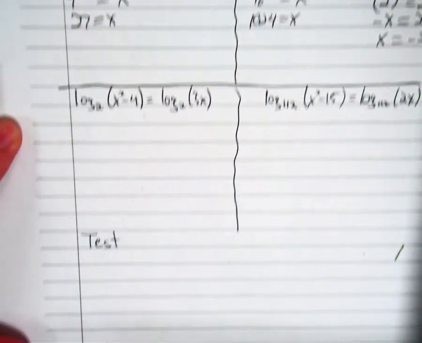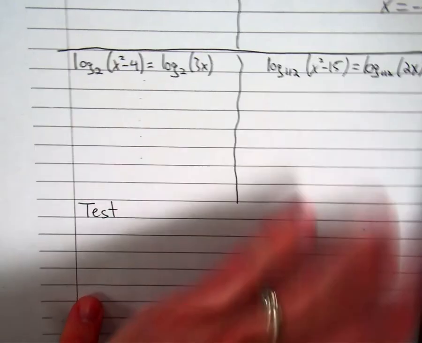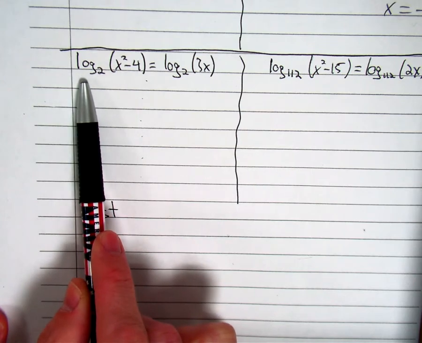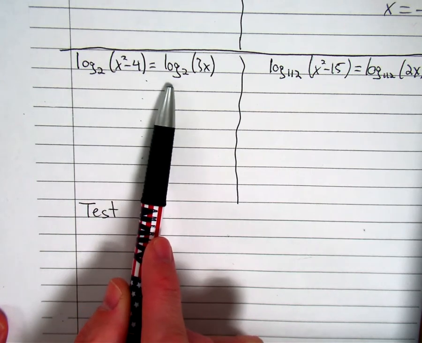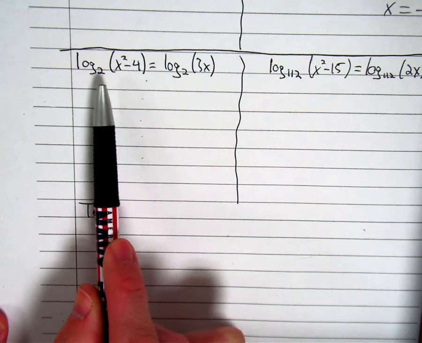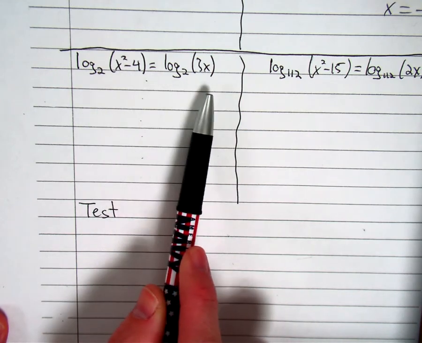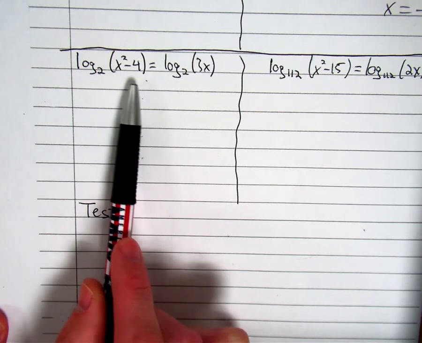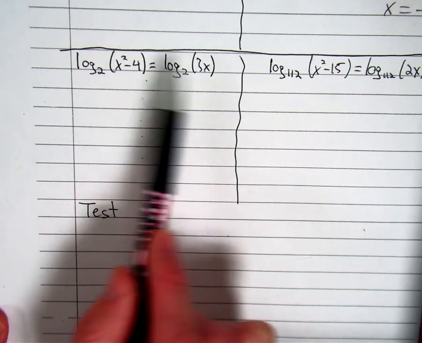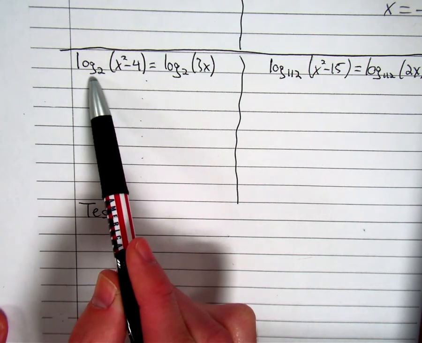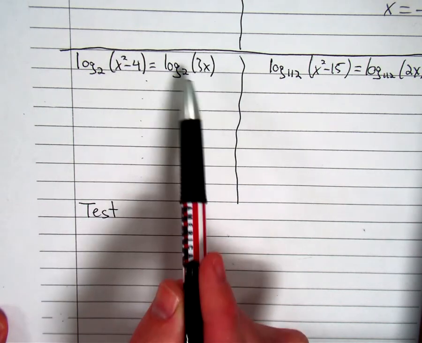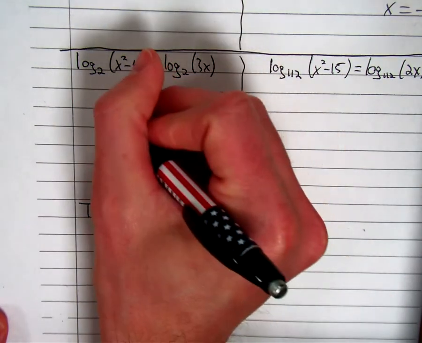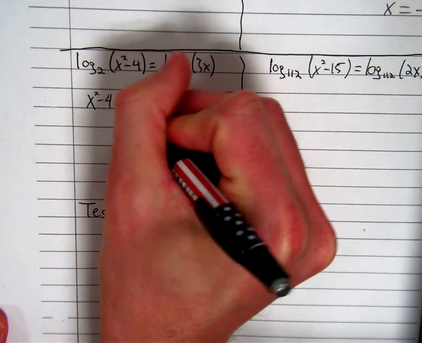Alright, next type of problem. These look scary, but they're actually not bad. Log base 2 of x squared minus 4 equals log base 2 of 3x. So we have the same log base 2 of two different quantities. The only time that can be equal is if these two quantities are equal, because you're doing the same type of log, log base 2, to both of them. So the only time this is going to be equal is if this group is equal to this group. So x squared minus 4 equals 3x.